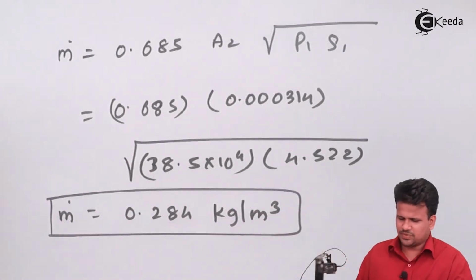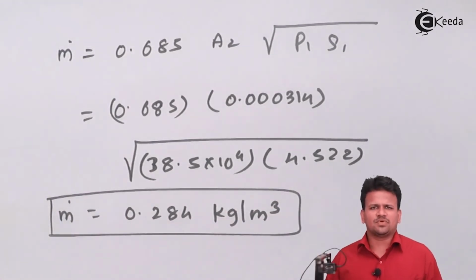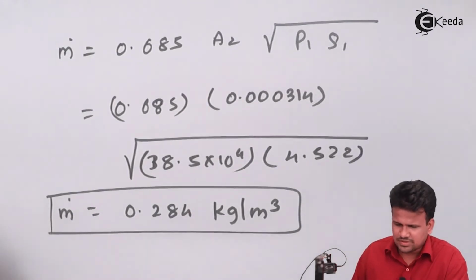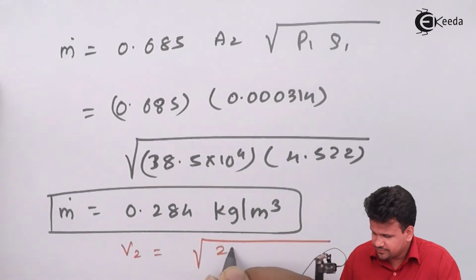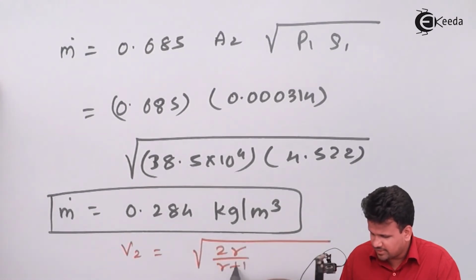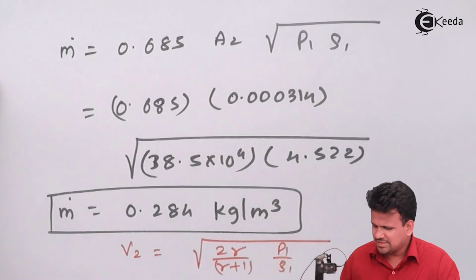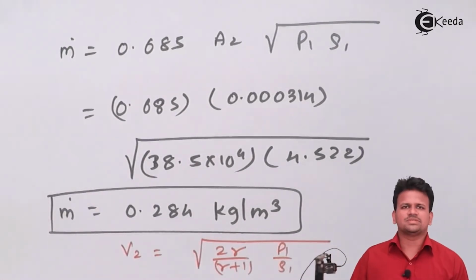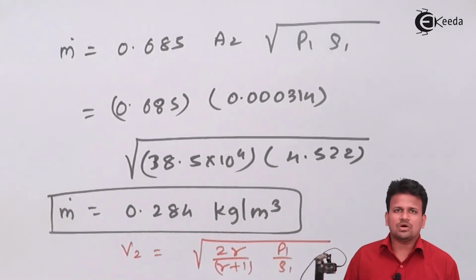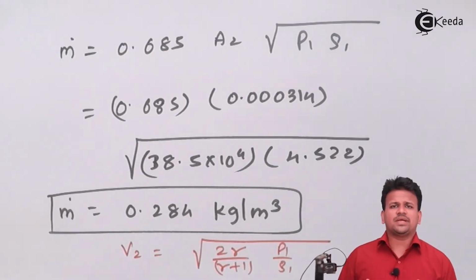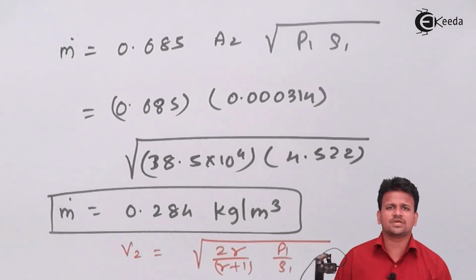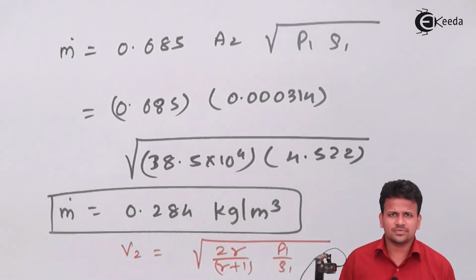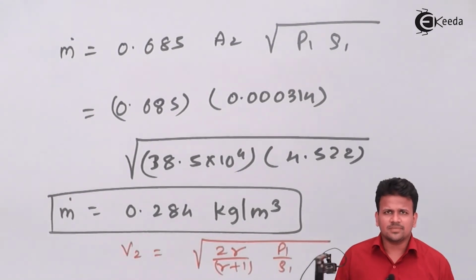In a similar fashion in this problem also, we can calculate the maximum velocity. We know the equation of maximum velocity as V2 equals square root of 2 times gamma upon gamma plus 1 into P1 upon rho 1. We have all the values necessary in this equation and we can calculate the value of V2. I hope you have understood the entire module of compressible fluid flow through nozzles and orifices and the problems related to that, how to apply all the equations in calculating the variables. Thank you.